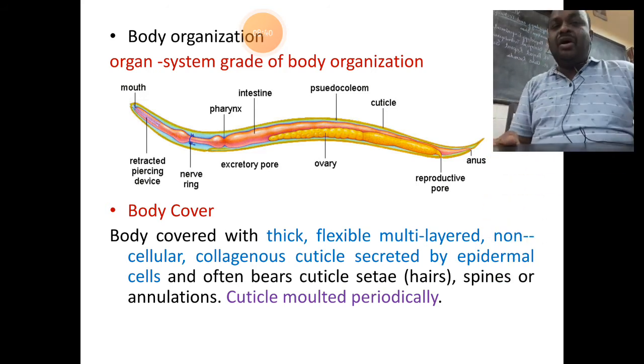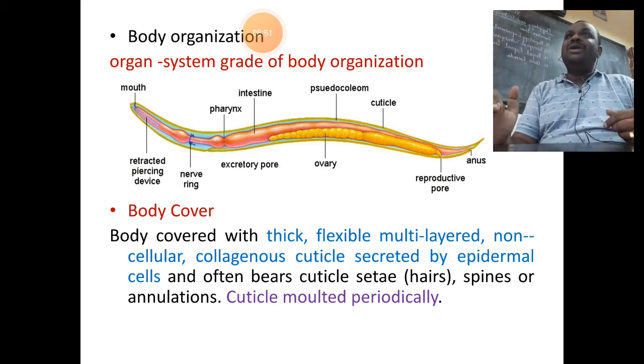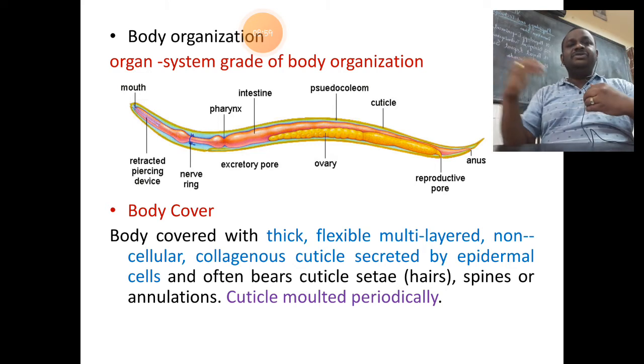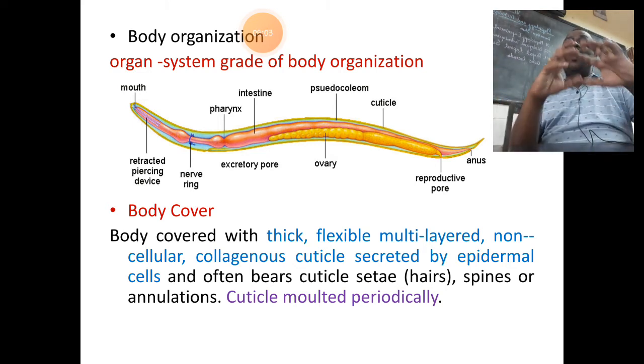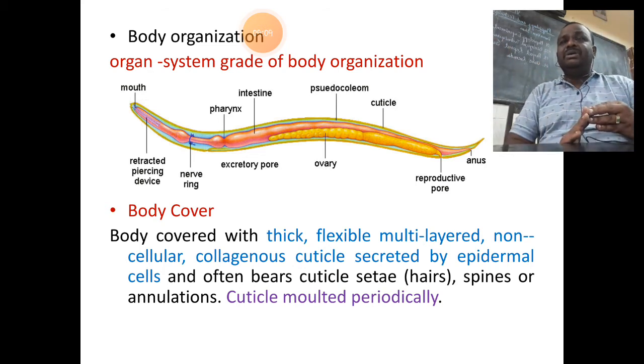Coming on to the body organization aspects, it shows organ system grade of body organization. So in previous sessions we have understood body organization or grade of body organization refers to how the body of the animal will function with reference to the physiology. Here many organs together function for one physiology.